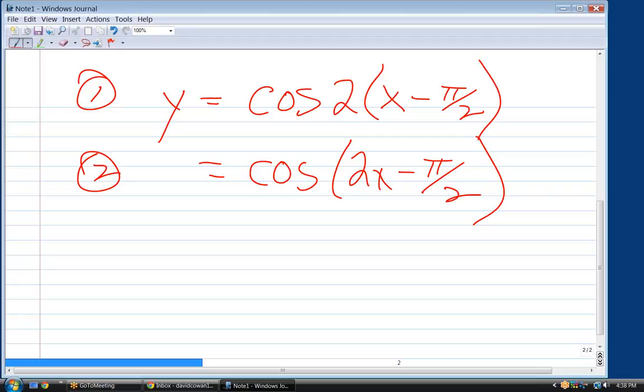So it doesn't matter what form they give it to you. You have to always make sure you get rid of this coefficient that's in front of the x, if it's inside the parentheses, by factoring it out. And that changes the phase shift.